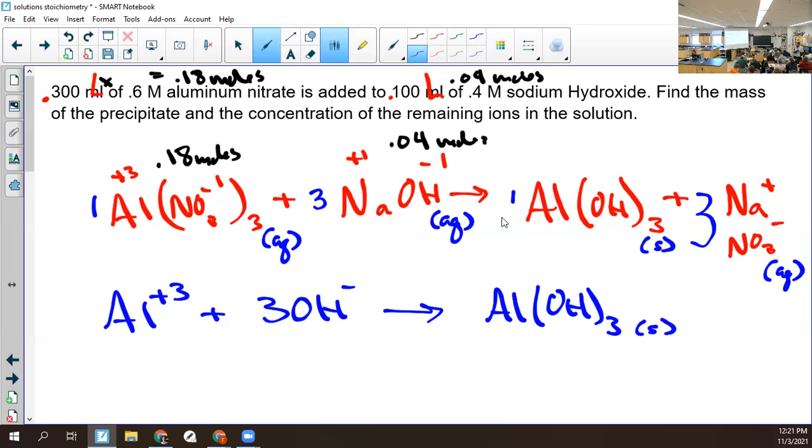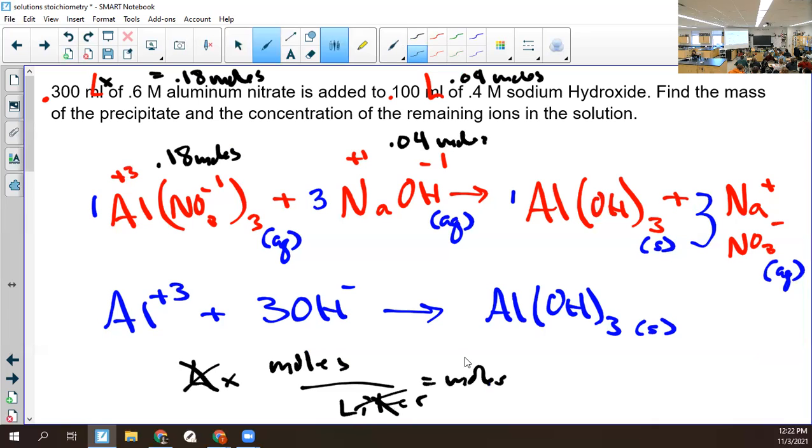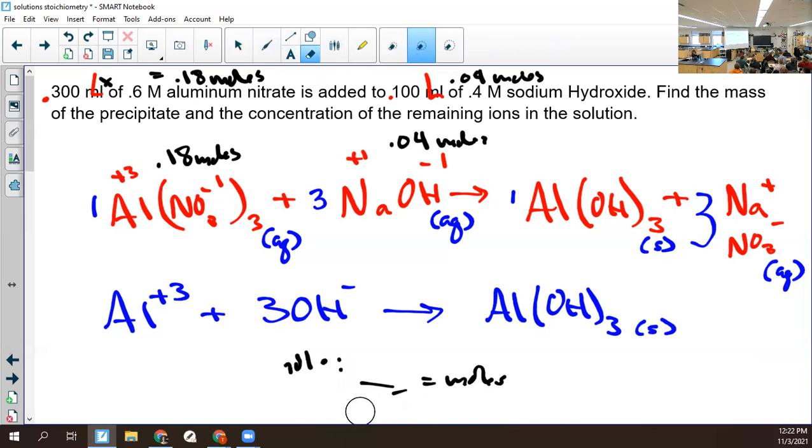Okay, so to find the moles, we take the volume, which is liters, and we multiply it by the molarity, which is moles over liter. Now, if I have the liters times the capital M, which is moles per liter, what cancels out? Liters, and it left me with moles. So that's why I just multiplied the two things together.